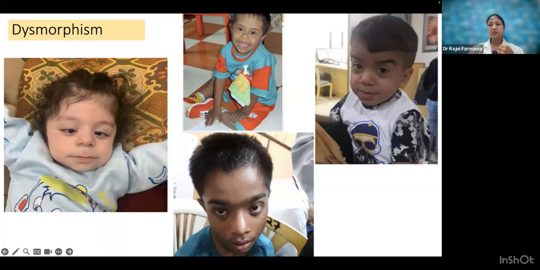This child had mucopolysaccharidosis. This is a case of Fragile X syndrome. This case was actually PACS2 mutation positive. So, dysmorphism. Basically the idea is, when you see a child who has global developmental delay and some features of dysmorphism, rethink whether you want to get an MRI done or not.